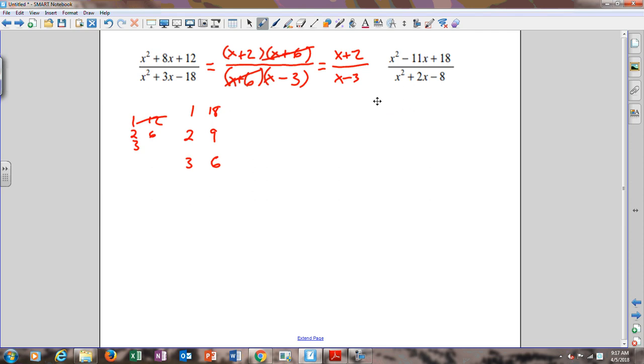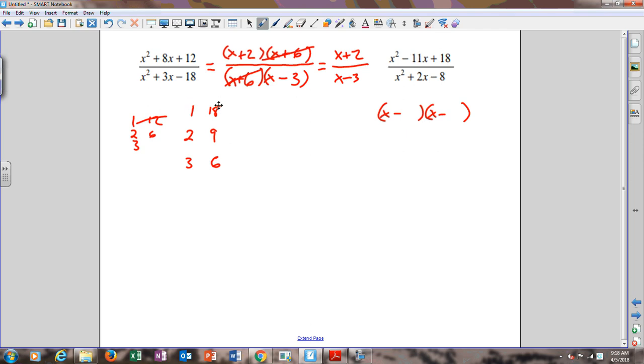Okay, next one. Let's factor the top out. What multiplies to give you x squared, x and x? And what multiplies to give you 18? Well, luckily we have our factors over here written. So if it's a positive 18 and a minus here, that means that it's going to be a minus and a minus in here. So now what can combine to give you negative 11?